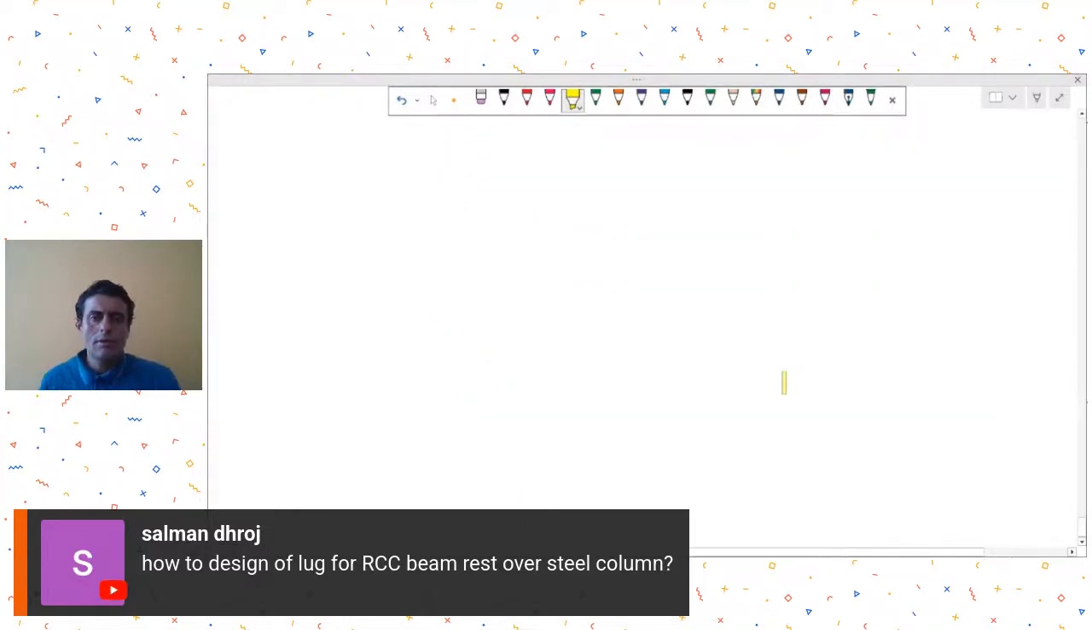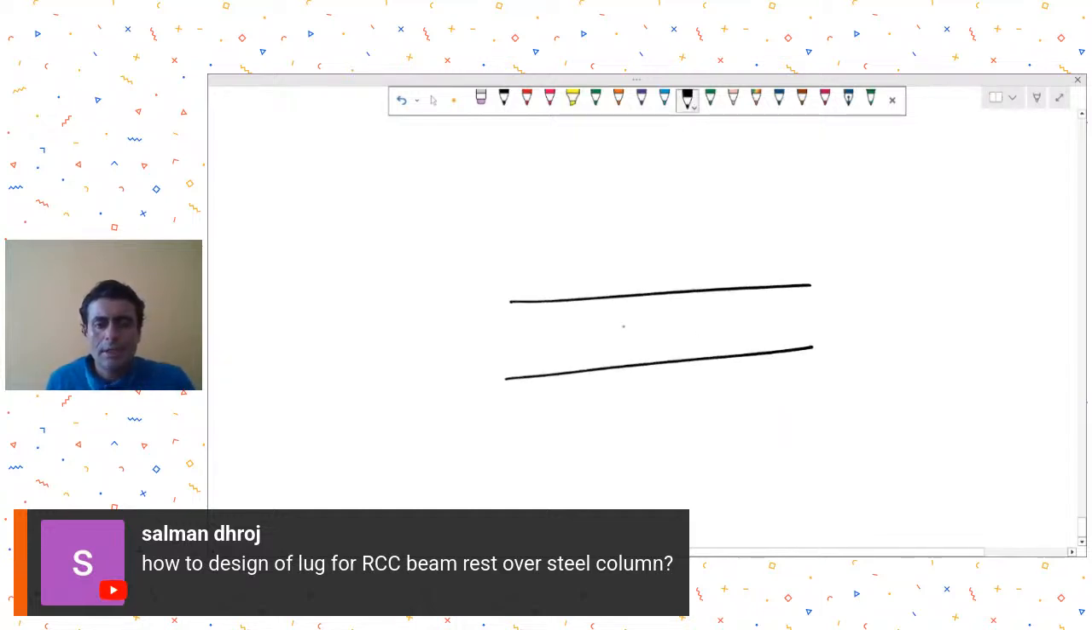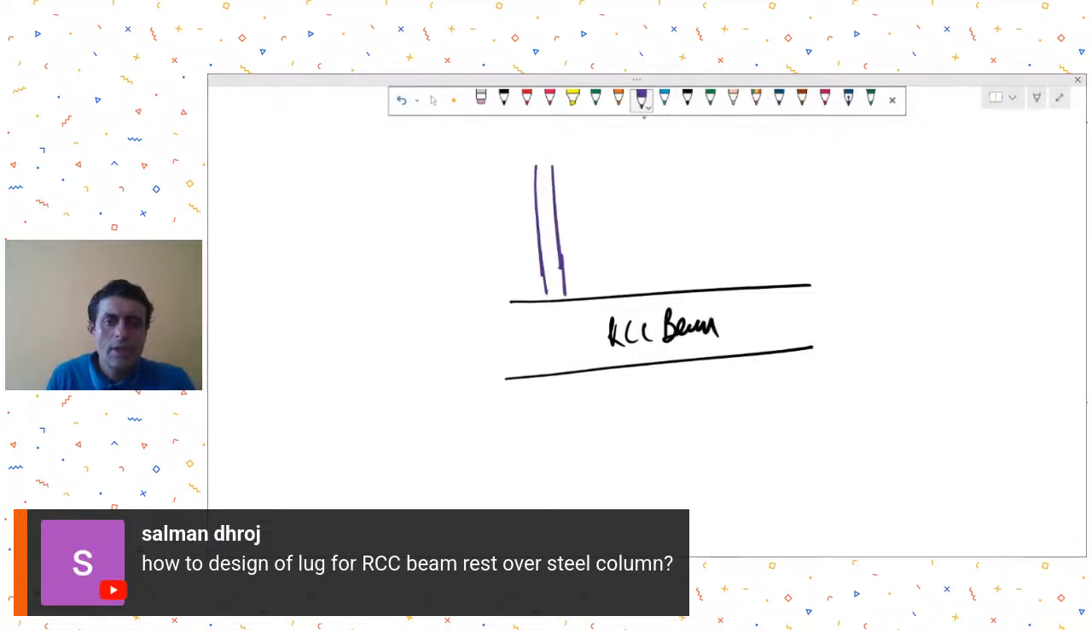So although I've not checked for lugs myself, generally, this is my RCC beam, and let's say there was a steel column, and you want to provide, let's say this is the plate, and then these are the lugs. My understanding on this issue is that these lugs will behave like a holding down bolt. This will be similar to a holding down bolt. So first you find out whatever reactions will be transferred to this lug.